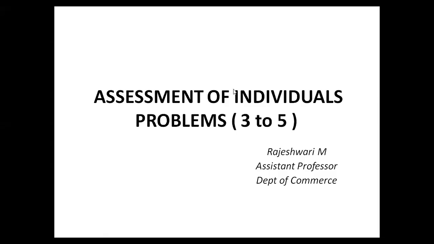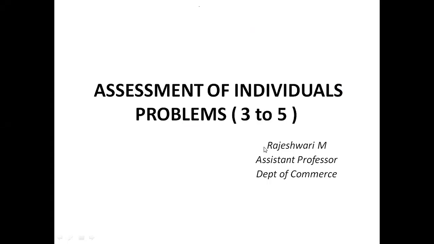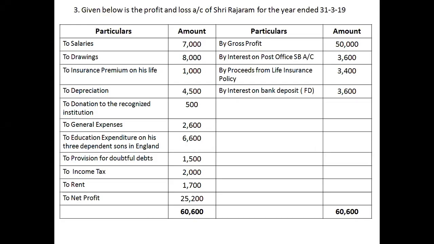Dear students, in the last class we discussed the format of taxable income and tax liability. We also discussed the individual slab rates and went through two simple problems. Now we'll move on to the third, fourth and fifth problems of taxable income and tax liability, a continuation of the previous video.